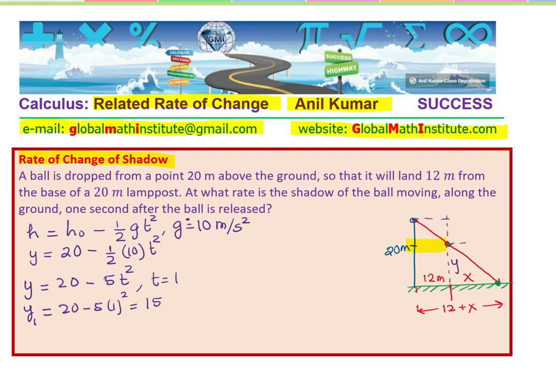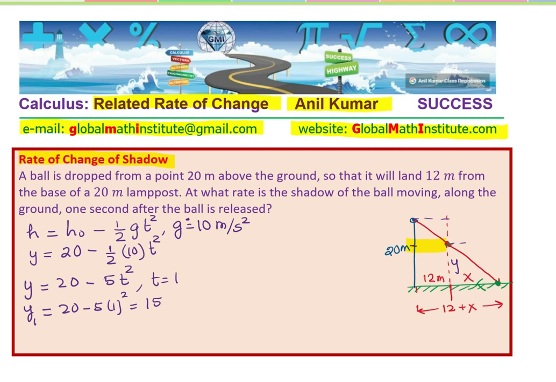So you can see as the ball falls, it will move towards the left. That means we are expecting a negative answer, right? The length of the shadow is decreasing. Perfect. Makes sense. Now we understand after 1 second what is the height of the ball.